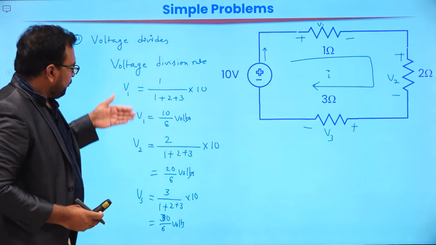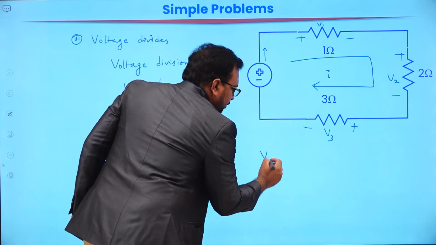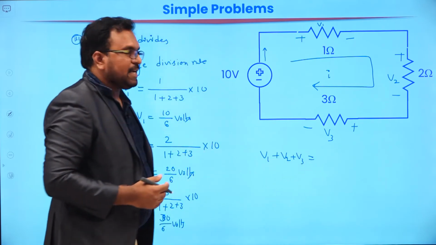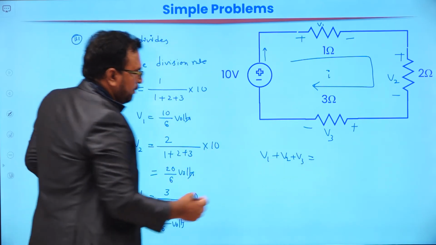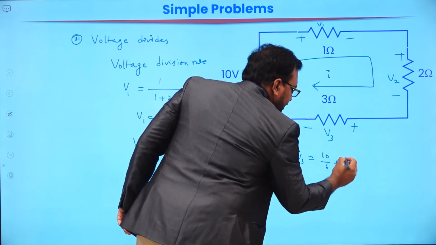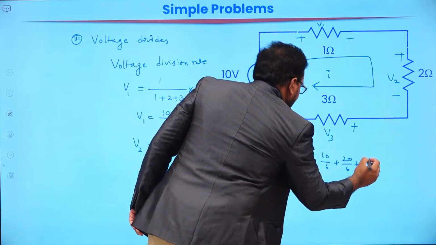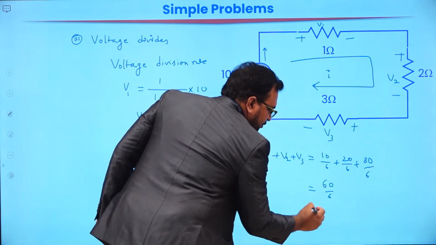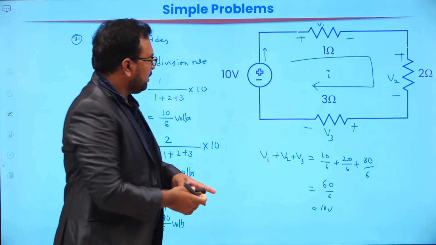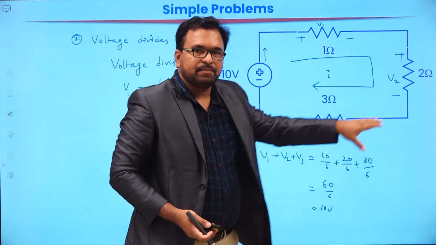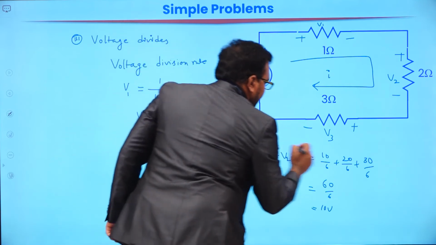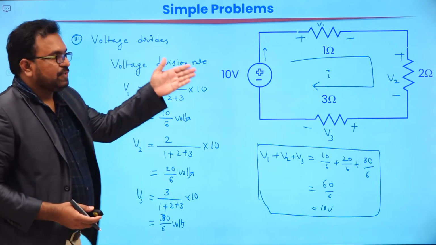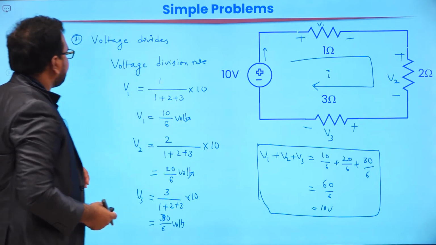Even if you add these three voltages, V1 plus V2 plus V3, suppose if you add these 3 voltages, it has to give 10 volts. So what is the first one? 10 by 6. Next 20 by 6. Next 30 by 6. Total 60 by 6, which gives rise to 10 volts. It proves that the total voltage 10 has been divided. Okay. This is not necessary, but for verification purpose only I have explained this. These are the voltages across individual elements. That is the requirement.